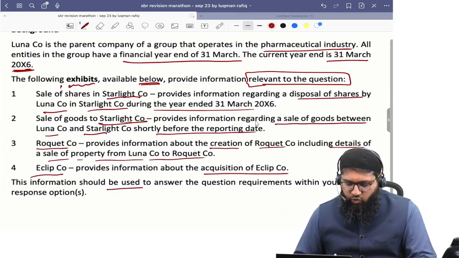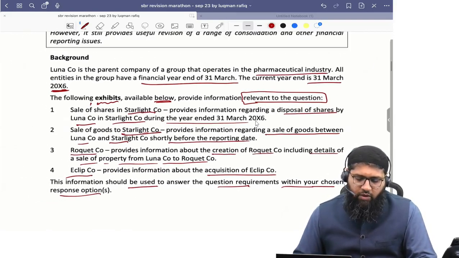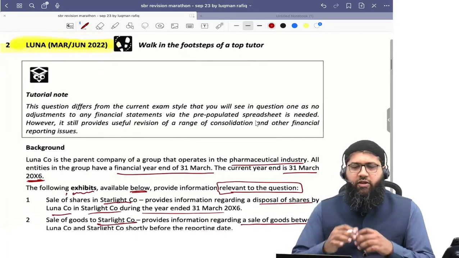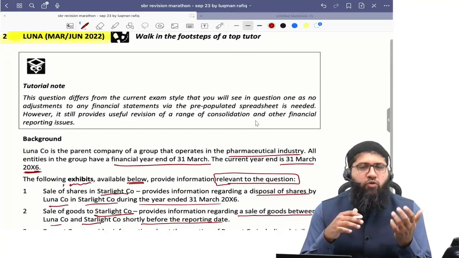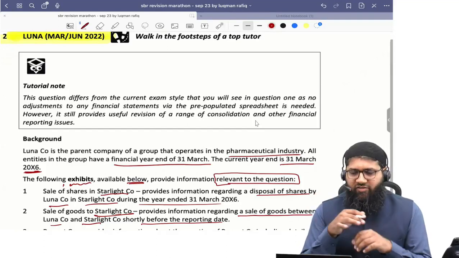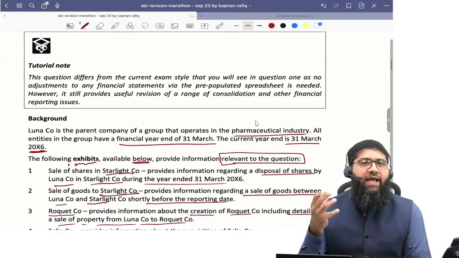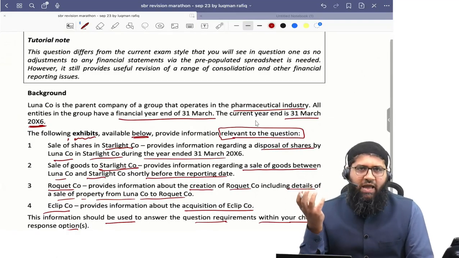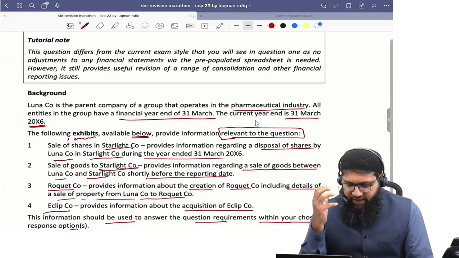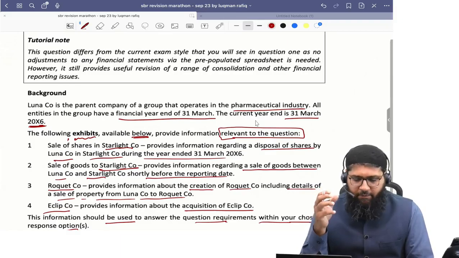The information should be used to answer the question requirement within your chosen response option. So now it's one of the recent examination questions, and this has got multiple aspects. There is a disposal, there's an intra-group transaction, there is a setting up of a subsidiary and the sale to that subsidiary, or setting up of a company, I would rather say. And then there is this acquisition of Eclipse company.